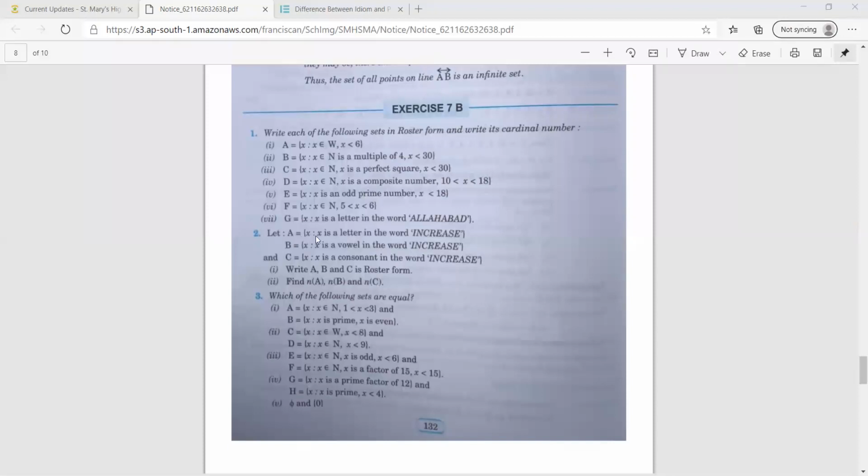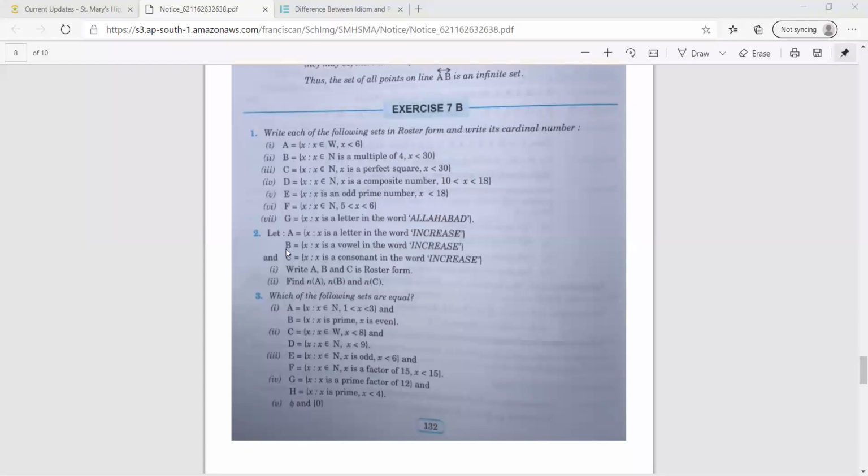Let A equal X such that X is a letter in the word increase. Okay, so in this set A, we have to write the letters of the word increase. So again, it will be distinct letters only, meaning the separate ones. So which are the elements of set A? I, comma N, comma C, comma R, comma E, comma A, comma S. Now no writing this E because we have already written it here. So those will be the elements of this set.